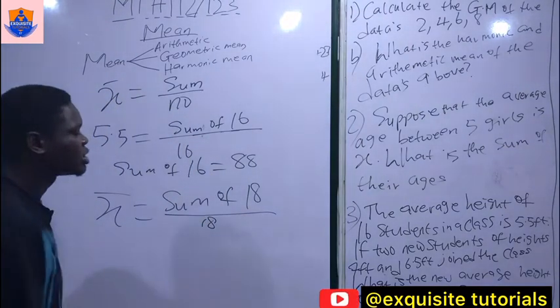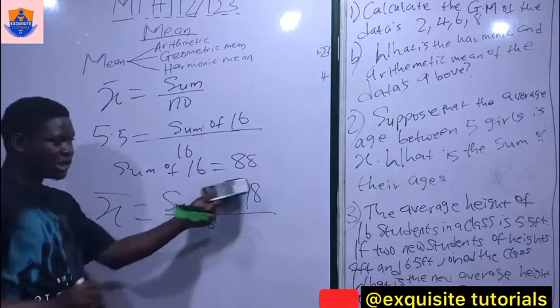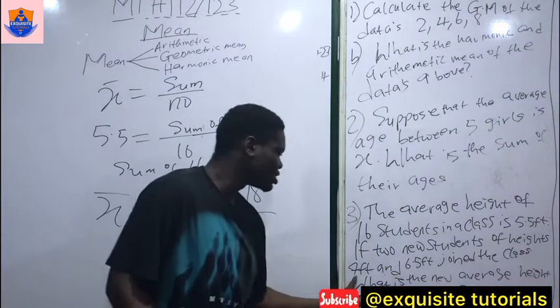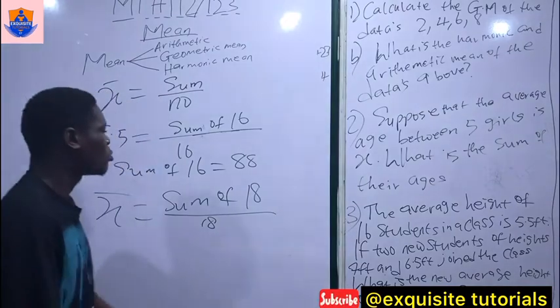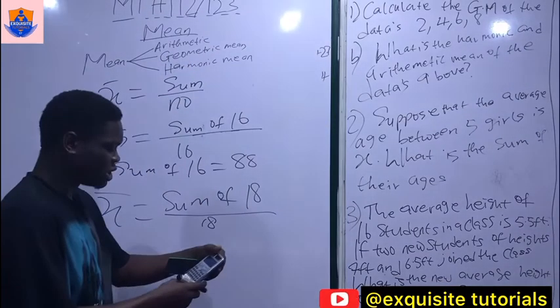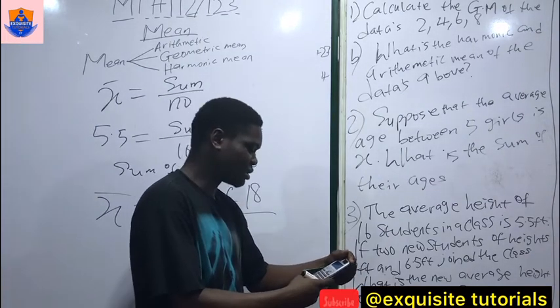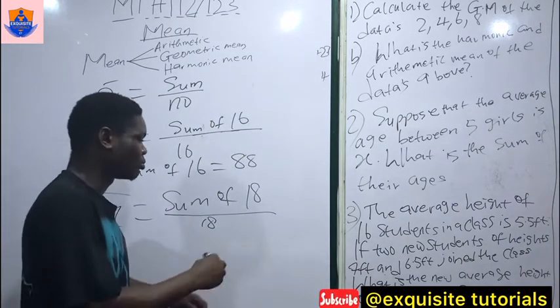Now how do we get the sum of the 18? We already know that the sum of the first 16 is 88. Now if we add it up with this 7 and 6.5, we'll get the sum of all the new 18 students. So now let's add it up. 88 plus 7 feet plus 6.5 feet, that will be 101.5.